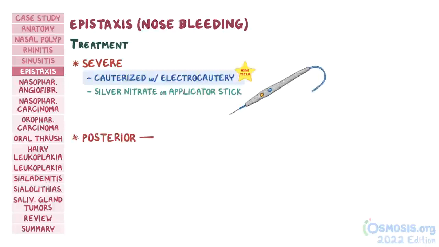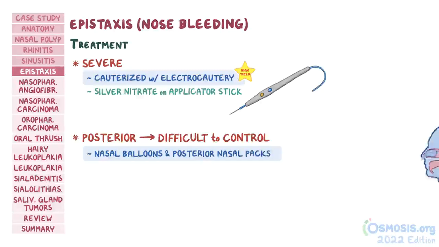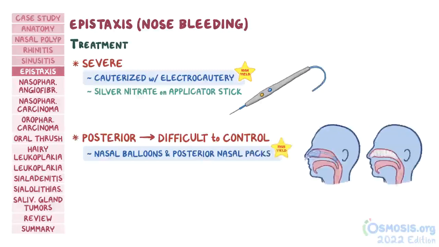For posterior bleeding that's difficult to control, nasal balloons and posterior nasal packs are effective but very uncomfortable. Sometimes, the internal maxillary artery and its branches must be ligated to control the bleeding.